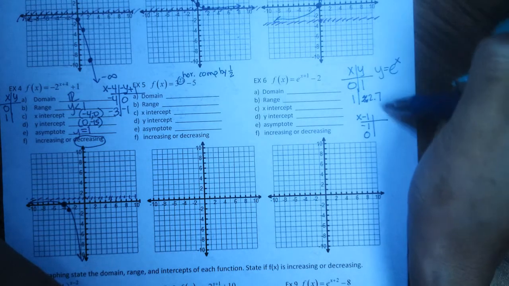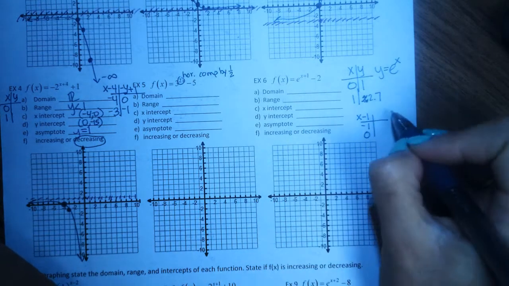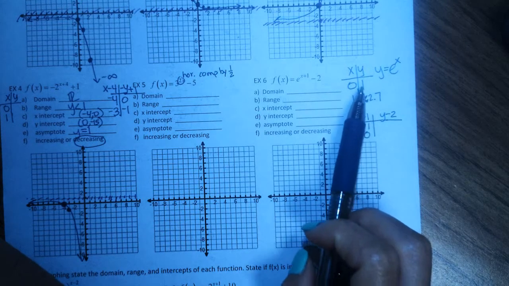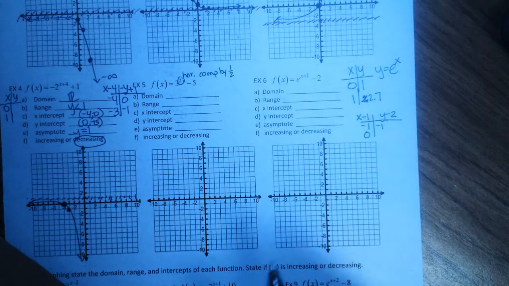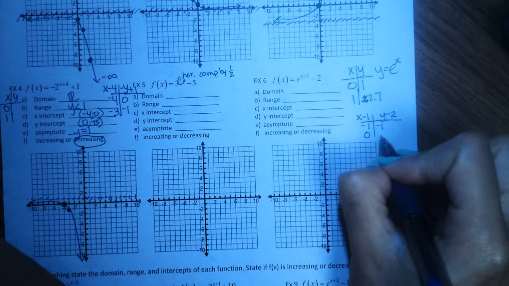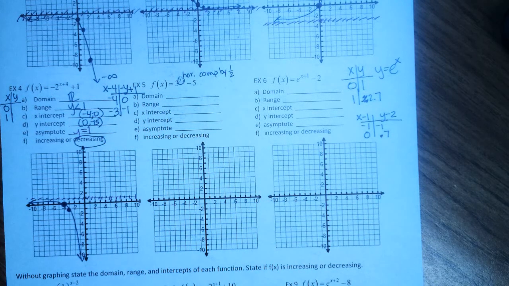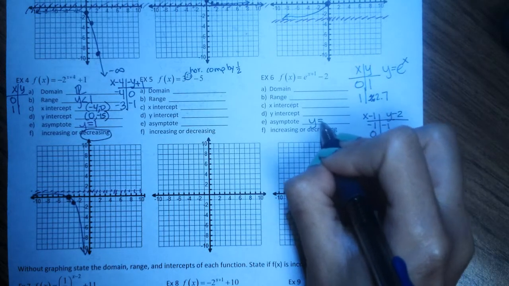Now let's do the y value transformations. That one is just a minus 2, so y minus 2. So we're going to do 1 minus 2, negative 1. 2.7 minus 2, about 0.7. And those are the 2 points that I want to graph with the asymptote. The asymptote is y equals negative 2.